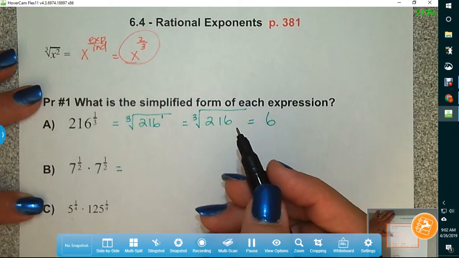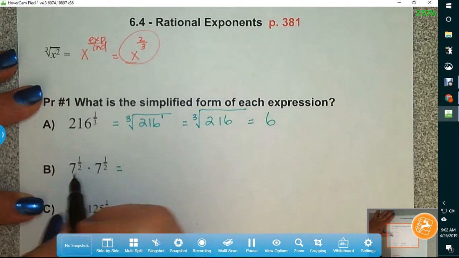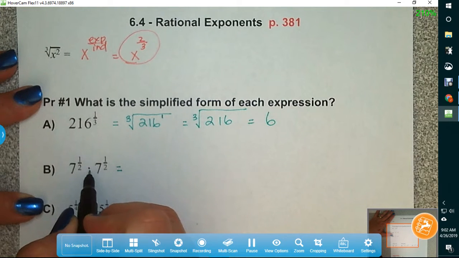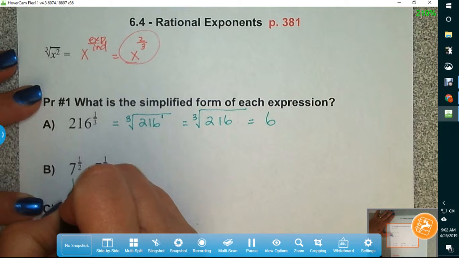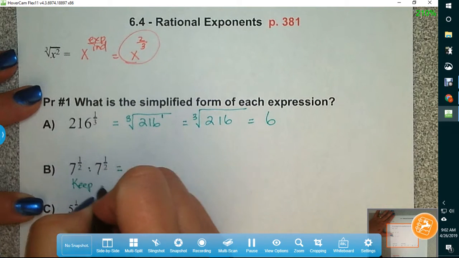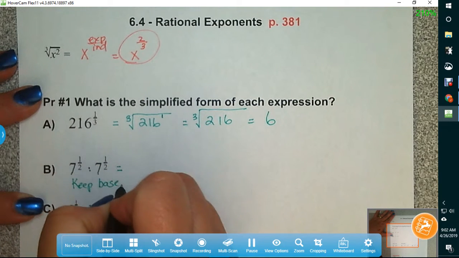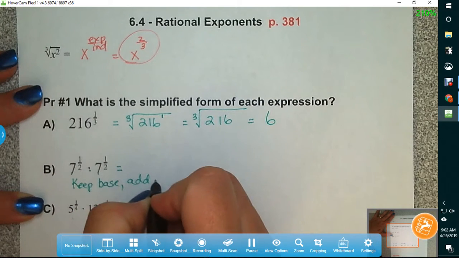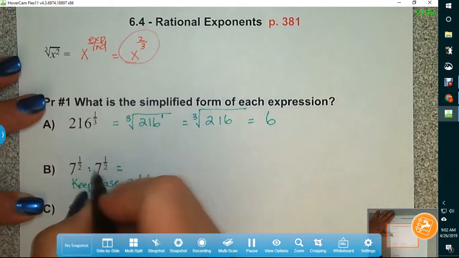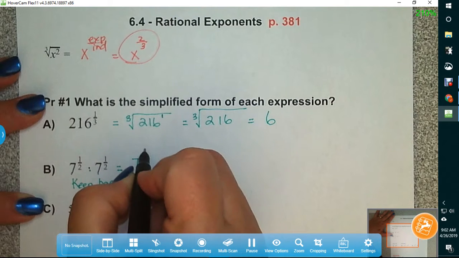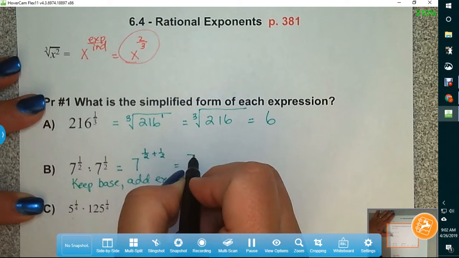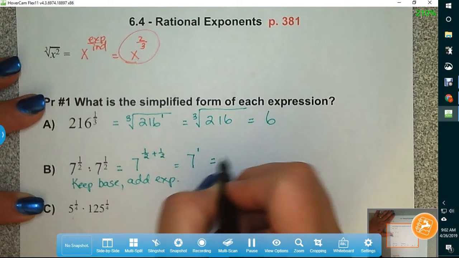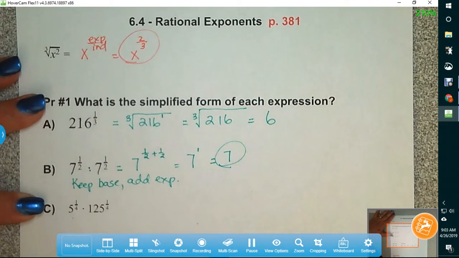All right, for part B, if we stay in exponent form this time, we can follow the same rules of exponents that we did when our exponents were whole numbers. This is a multiplication problem. My bases are the same, so the rule says keep the base and add the exponents. So my base is 7, and then I'm going to do 1/2 plus 1/2 is going to give me 7 to the 1st, which is just 7.